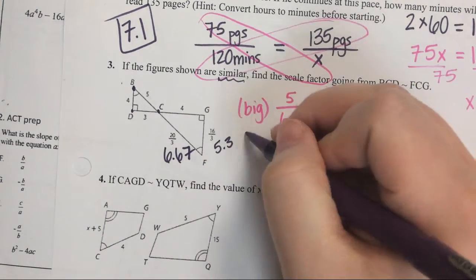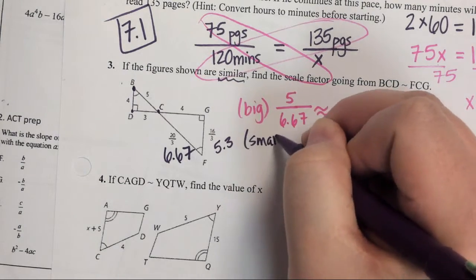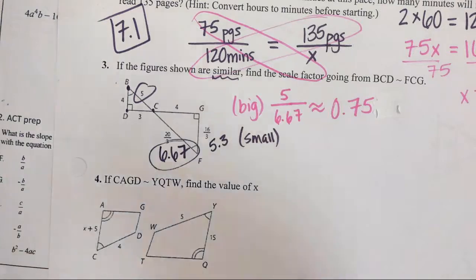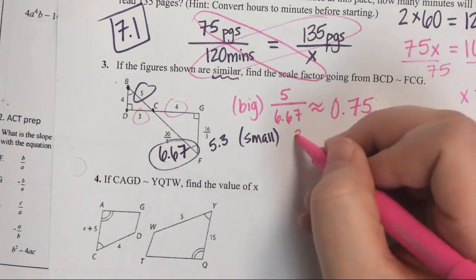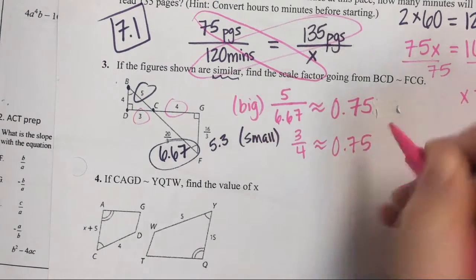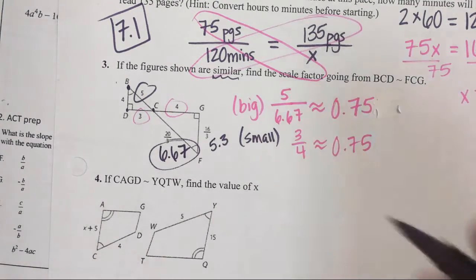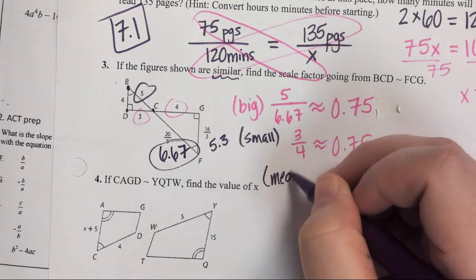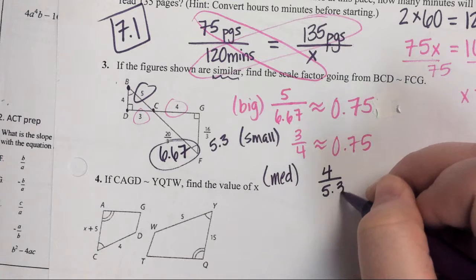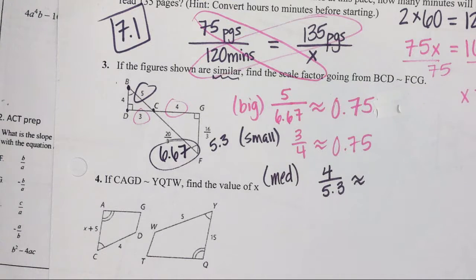Okay, I did the two biggest, so I'm going to do the two smallest and see if I get the same scale factor. Now I'm going to do the two smallest, which would be 3 and 4. So 3 over 4, which I know from my own brain is for sure 0.75. And then I'm going to do the leftover ones, the medium ones, which would be 4 over 5.3. I have to get someone to type that in for me. I hope it's 0.75.